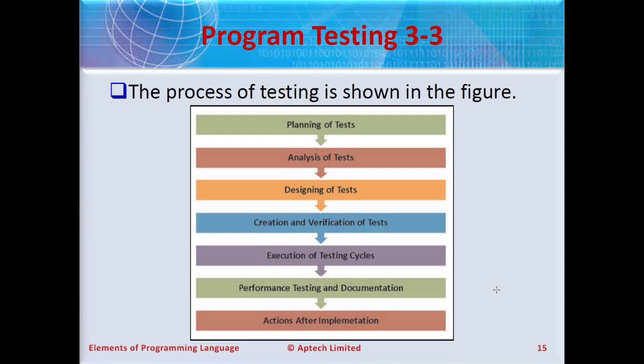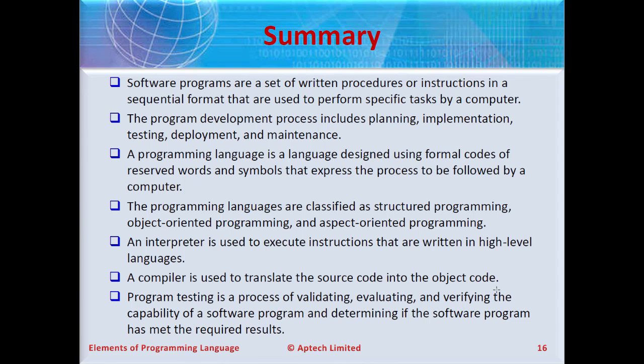So with that, we've come to the end of this particular session and this module as well. Let's look at what we've learned in this session. Software programs are a set of written procedures or instructions in a sequential format which are used to perform specific tasks by a computer. The program development process includes planning, implementation, testing, deployment, and maintenance. A programming language is a language designed using formal codes of reserved words and symbols that express the process to be followed by a computer. The programming languages are classified as structured programming, object-oriented programming, and aspect-oriented programming.